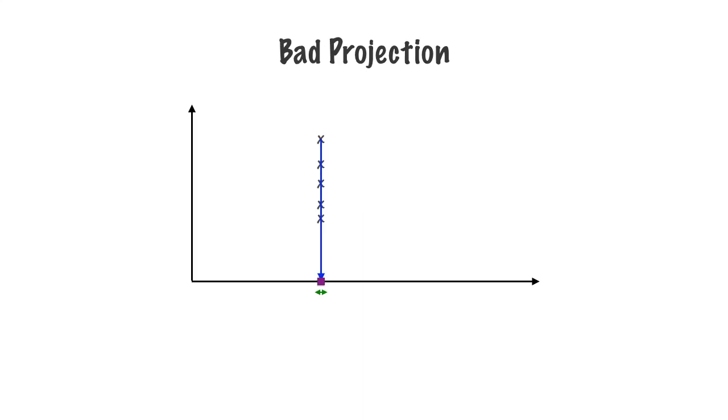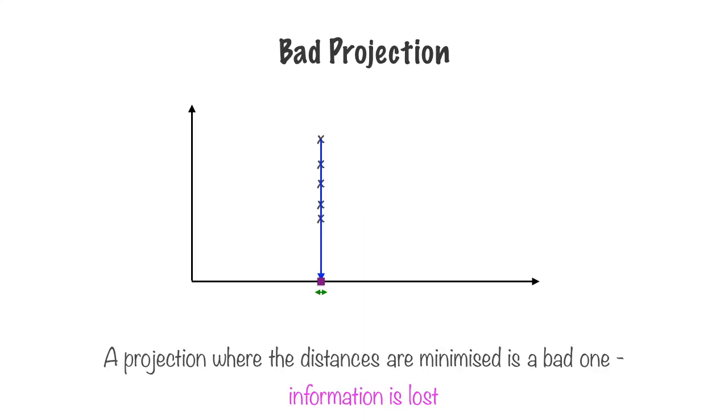Contrast this projection with the example that we saw earlier, where all of the points were in a single line and we projected it on to the x axis.